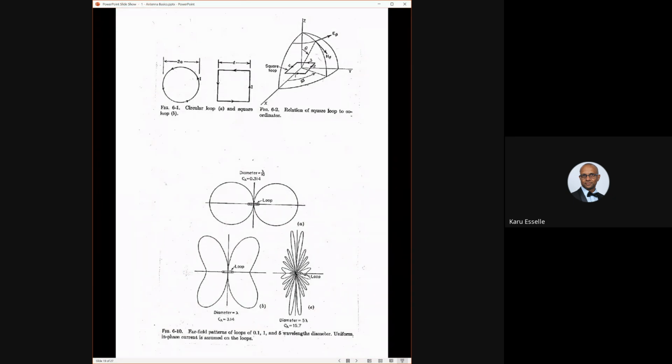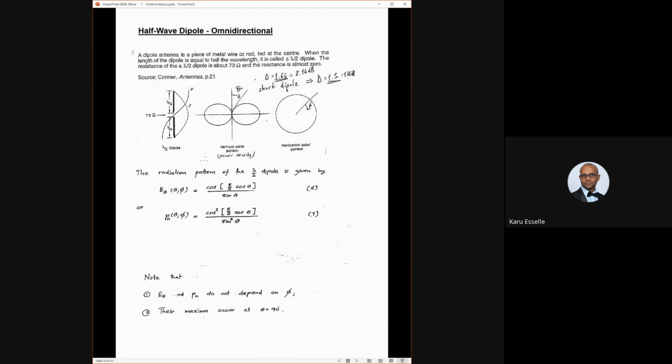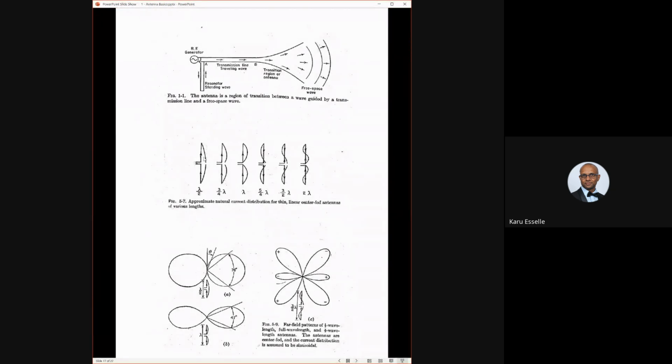Okay, the dual of a dipole is a loop. Because if you make a dipole very, very small, this length, not lambda by 2 as I said, you can make it very, very small. What you get is an infinitely small, almost no length dipole.